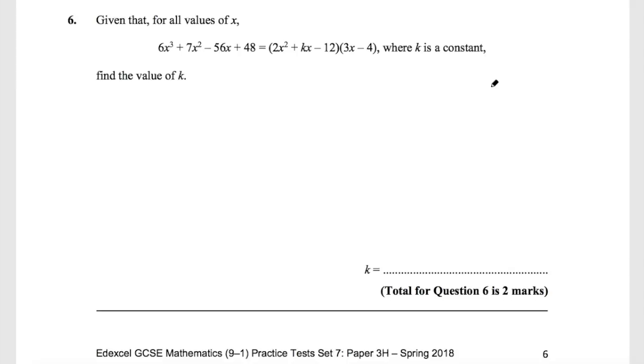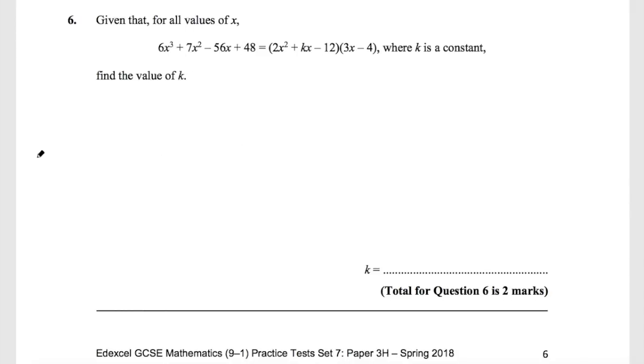Question 6 says, given that for all values of x, 6x cubed plus 7x squared minus 56x plus 48 equals 2x squared plus kx minus 12 multiplied by 3x minus 4, where k is a constant, find the value of k. Okay, so what this is saying is to expand these brackets and then match up the coefficients with this expression to find the value of k.